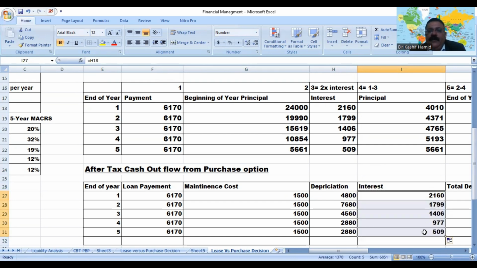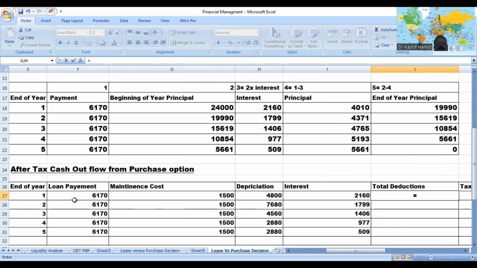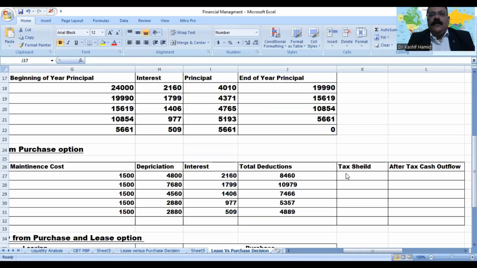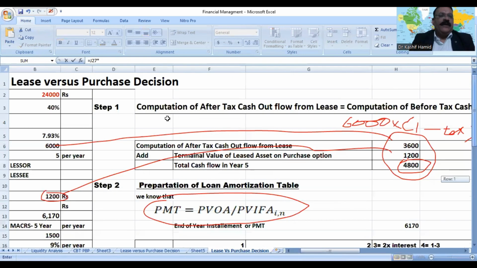All these values will be reported here. Now, total deductions are equal to loan payment, maintenance costs. Okay, and now we will compute the tax shield. Tax shield is equal to all the deductions multiplied by the tax rate. And the tax rate is 40%. That is reported in our B2 column.